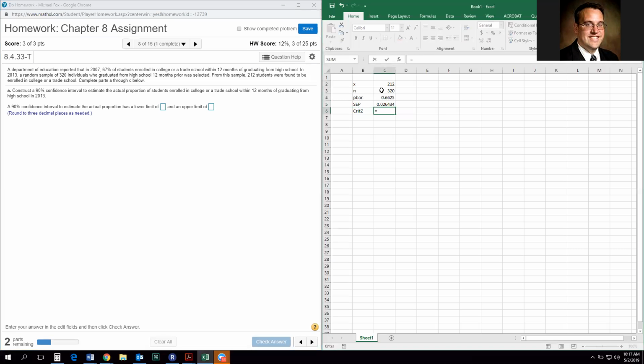So our critical z, like I said, it's norm.s.inverse. And then it asks for our probability, which is our alpha divided by 2. So our alpha for this is 0.1, so our alpha divided by 2 is 0.05. And if you remember, this is going to return a negative because we're looking at the left-hand side. So if we want it as a positive, we can just take the absolute value of it.